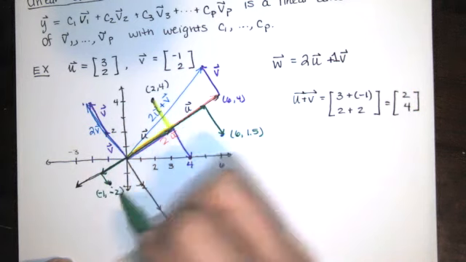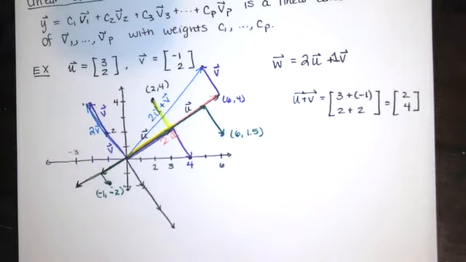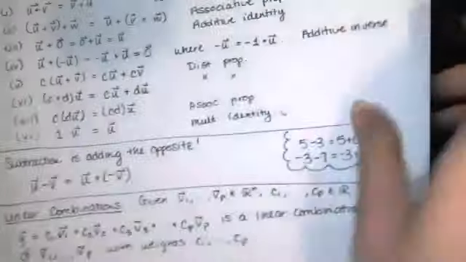And we keep going and we keep going all the way around the plane. Every point in the plane can be found this way. And we'll talk more about that next time.